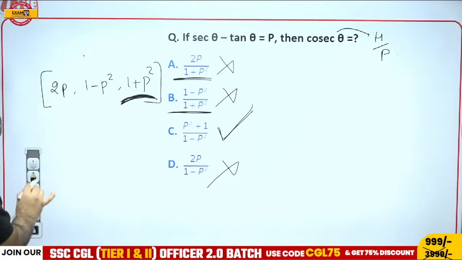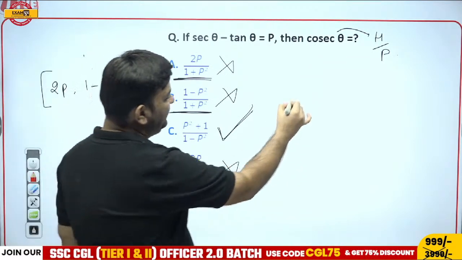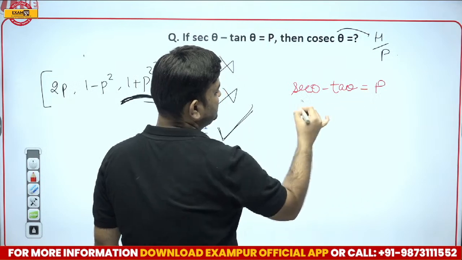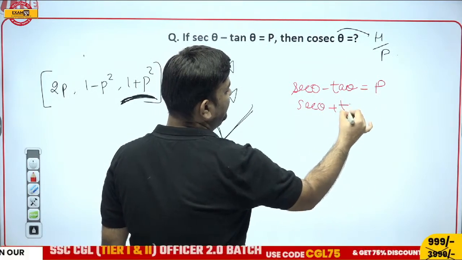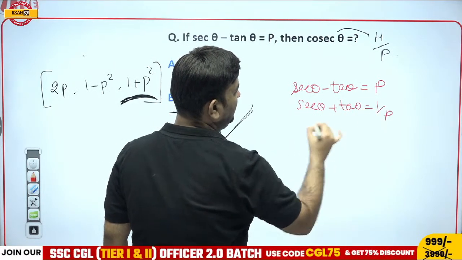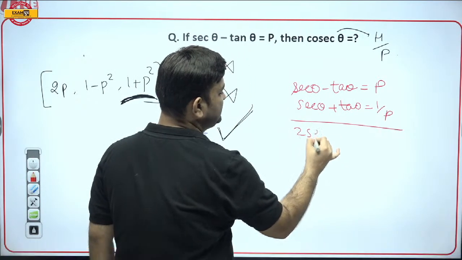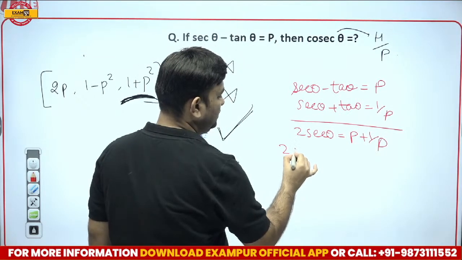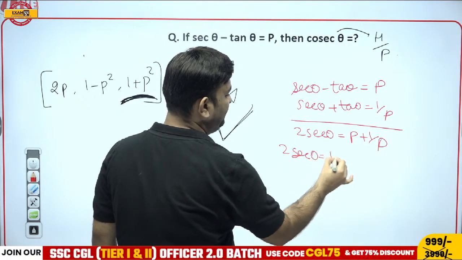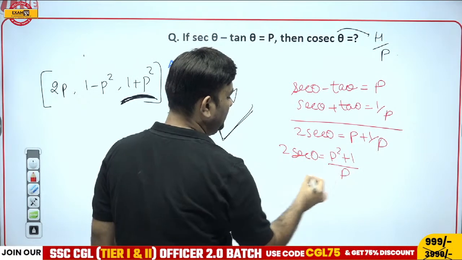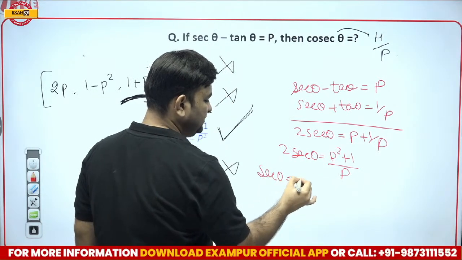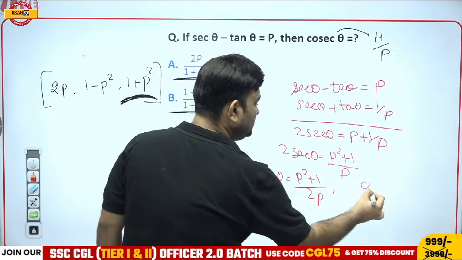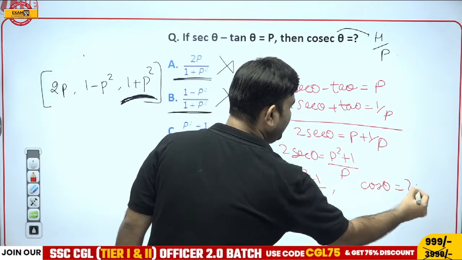The complete is sec minus 10p, sec plus 10, 1 by p. Adding both, 2 sec is p plus 1 by p. 2 sec is p square plus 1 by p. Sec theta is p square plus 1 by 2p. So cos theta is 2p by 1 plus p square.